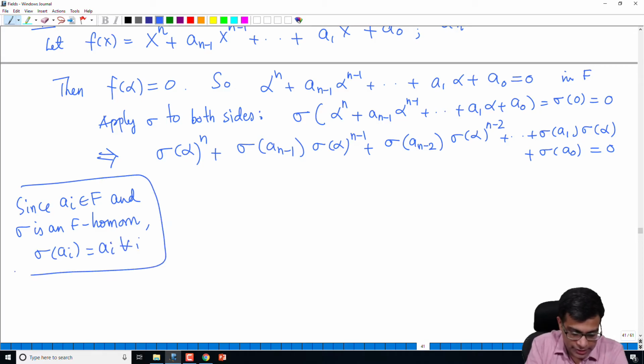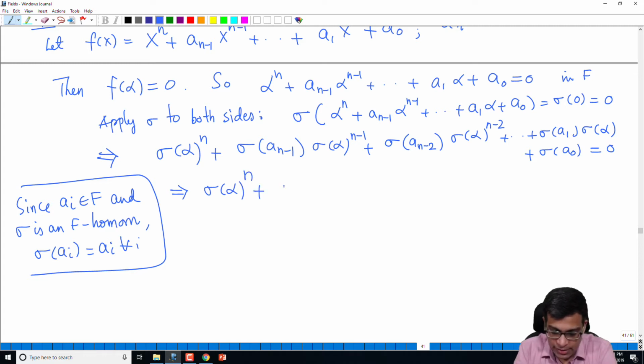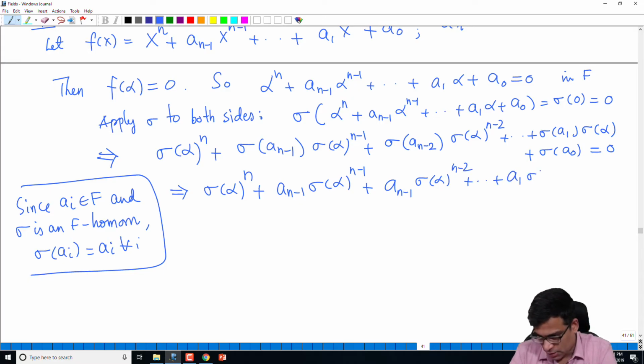Right? The a_i are in F, and sigma is an F-homomorphism, so it fixes every element of F. In particular, it fixes a_i. So now I can rewrite this as sigma(alpha)^n plus a_{n-1} sigma(alpha)^{n-1} plus a_{n-2} sigma(alpha)^{n-2} plus ... plus a_1 sigma(alpha) plus a_0 equal to 0.